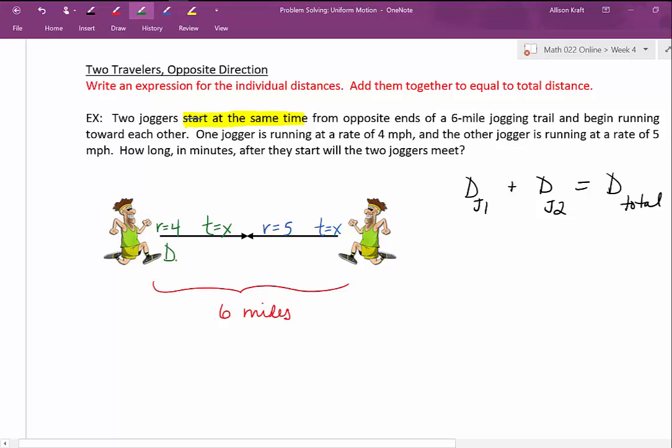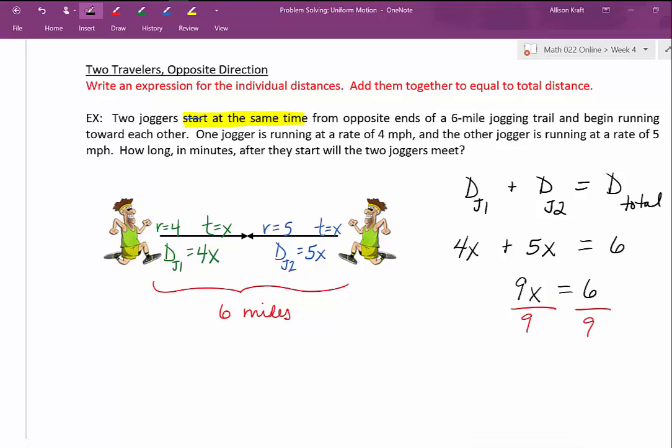The distance run by the first jogger is equal to our rate times time, 4x, and the distance run by our second jogger is our rate times time, 5x. The distance of the first jogger plus the distance traveled by the second jogger is equal to the total distance. We'll combine like terms on the left. 9x is equal to 6. To solve for x, we need to divide. We get x to be equal to 2/3.